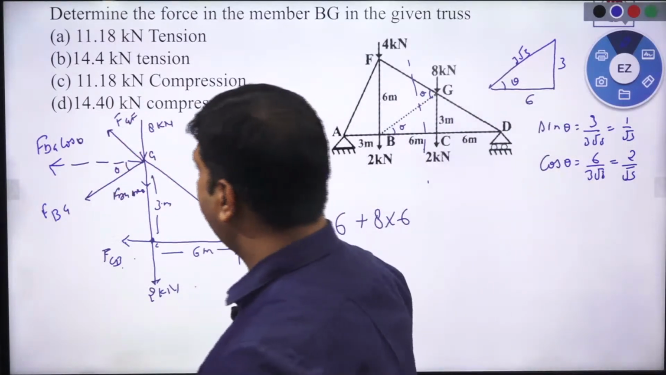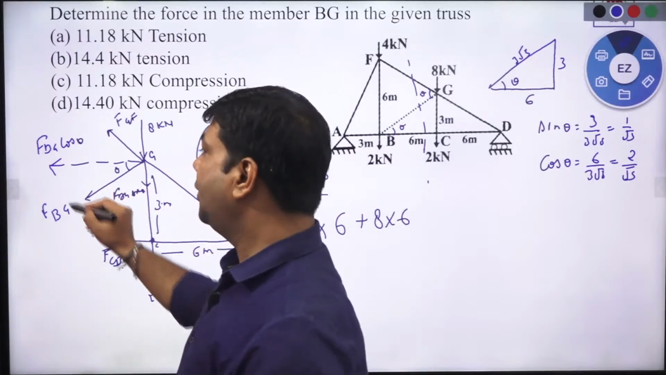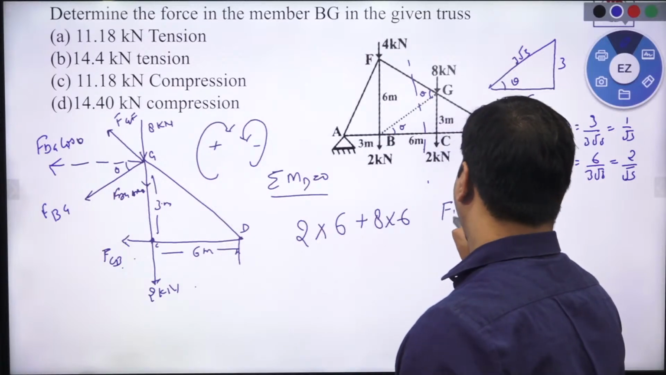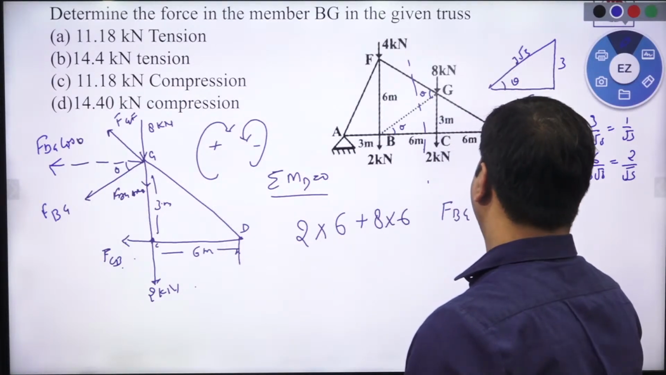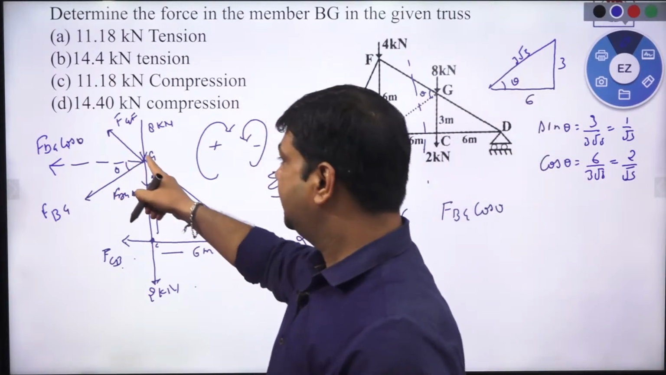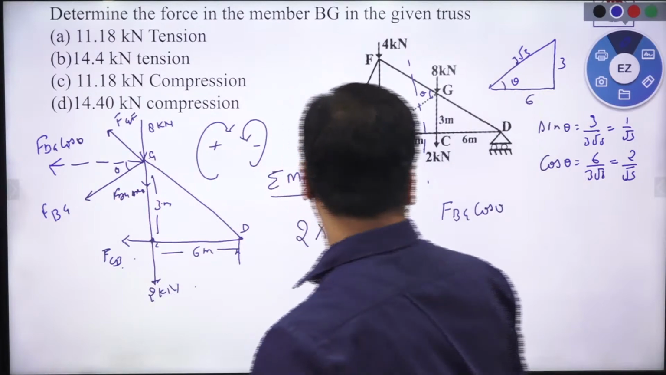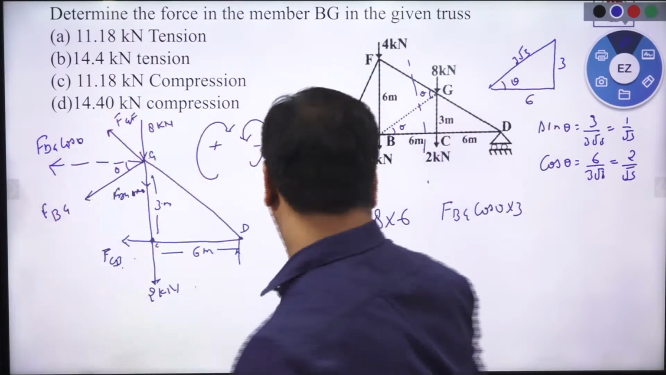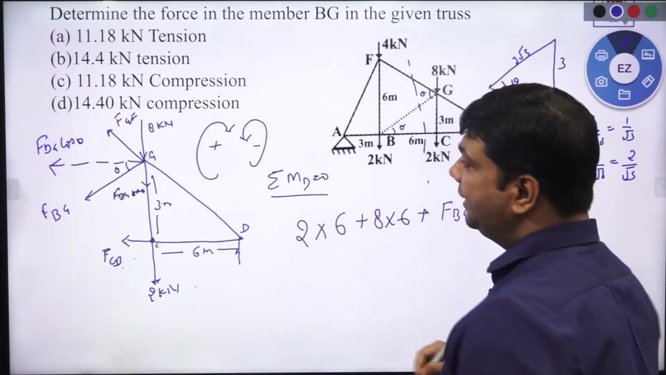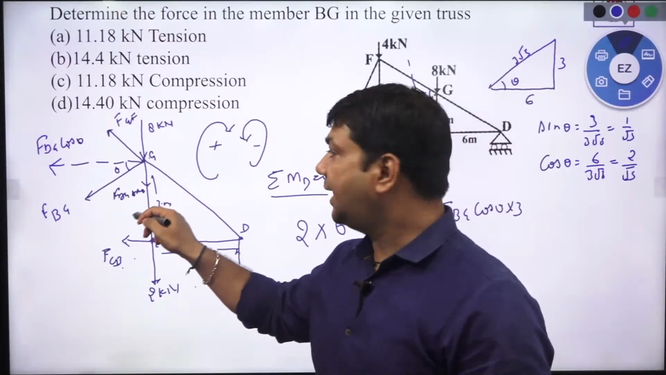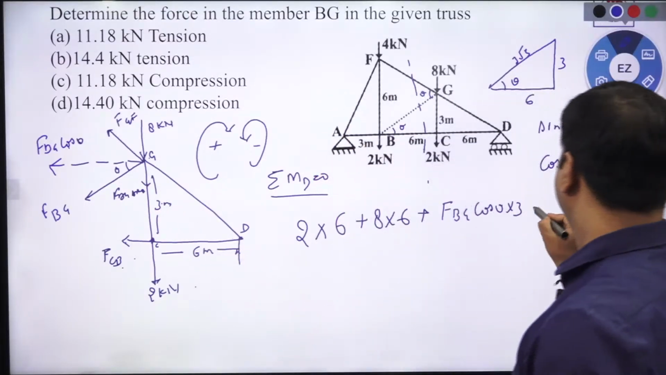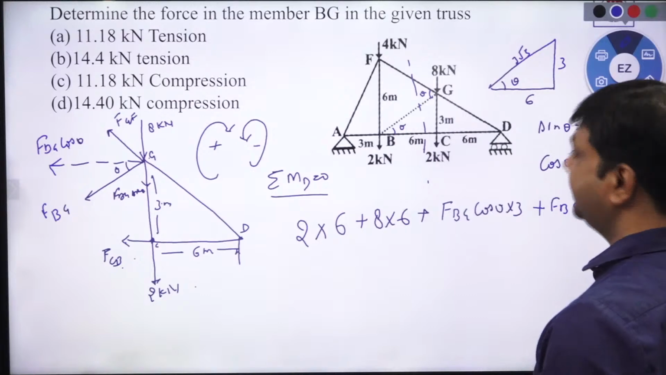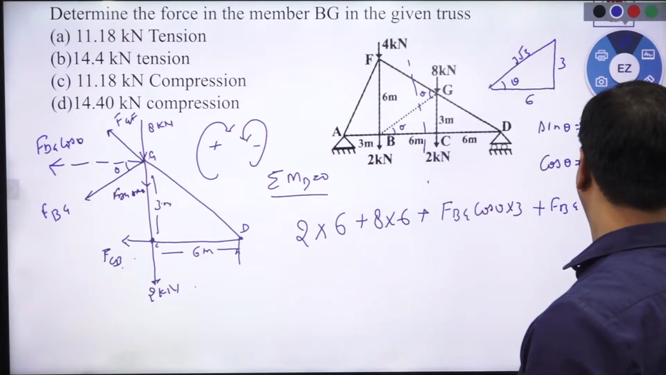So after that, only two forces remain, which are the components of FBG, that is FBG cos theta and FBG sin theta. Now I take FBG cos theta into the distance between G and D. G and D have a distance of 3 meter, and it has the same nature, anti-clockwise, so it is also positive. And after that, there is one force, FBG sin theta, into the distance between them, which is again 6. So plus FBG sin theta into 6 equals to 0.